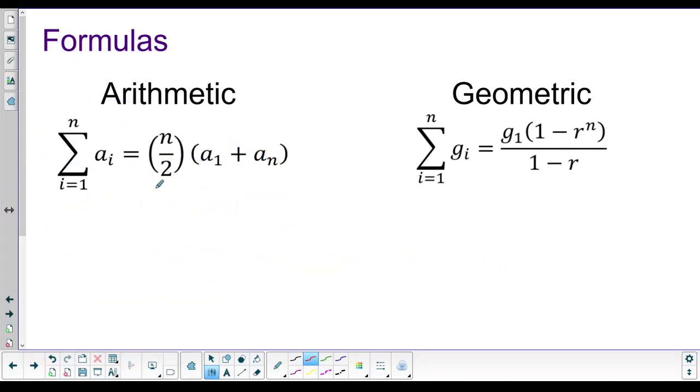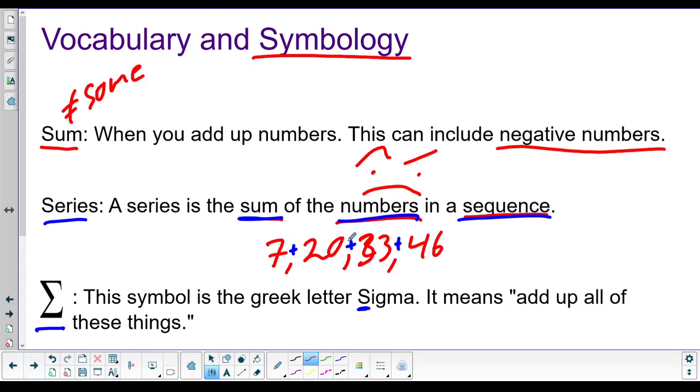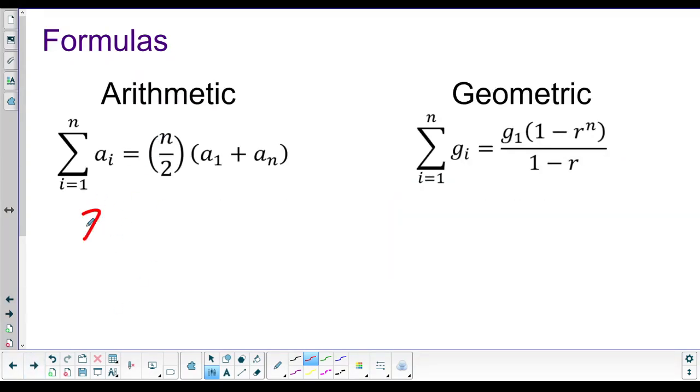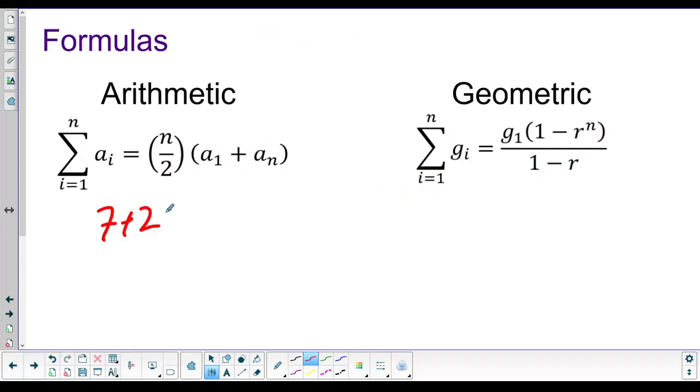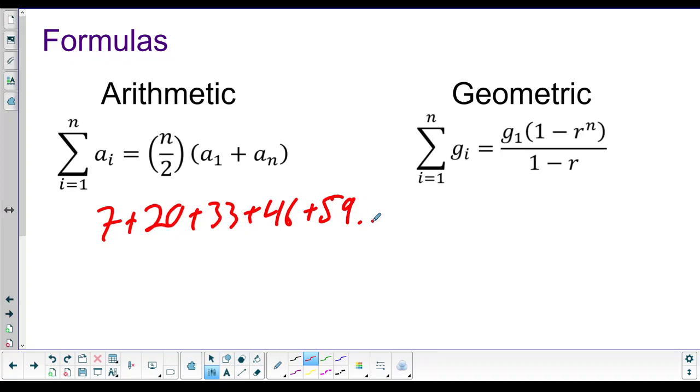All right, let's look at this side. If you want to do this, writing A1, let's even use a real sequence, right? Let's go back. What was this one? We're adding 13. So instead of 7 plus 13, no, excuse me, back up. 7 plus 20, plus 33, plus 46, plus 59, dot, dot, dot.